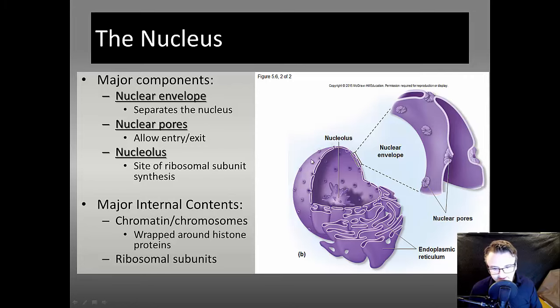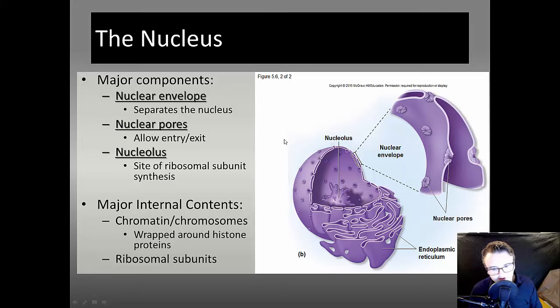Now, here's just the isolated section of the nucleus. And what we're really looking at here is what's called the nuclear envelope, and this is again a separate membrane that isolates this portion of the cell from the rest. So the nuclear envelope is the membrane portion that physically surrounds the nucleus.